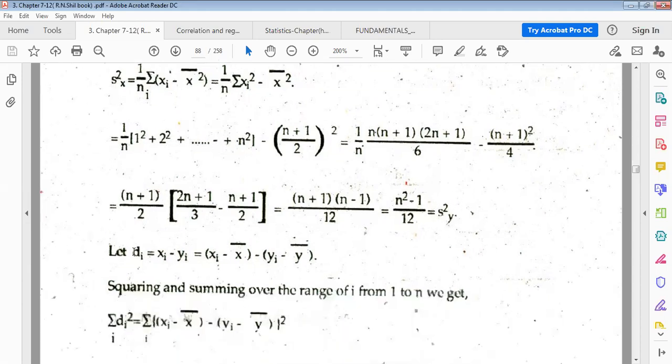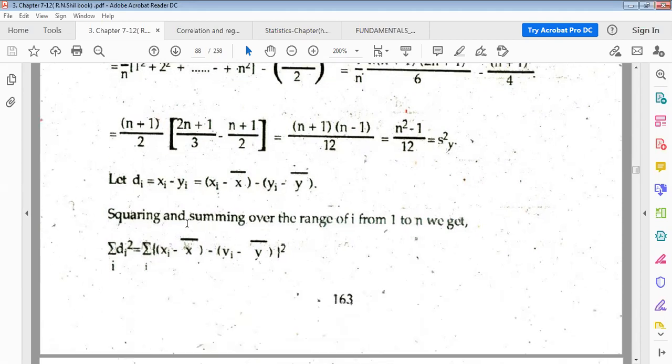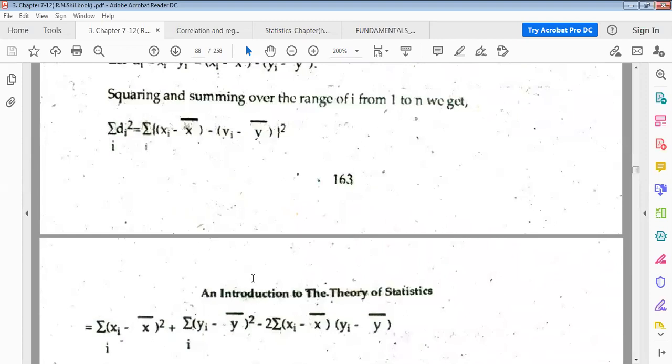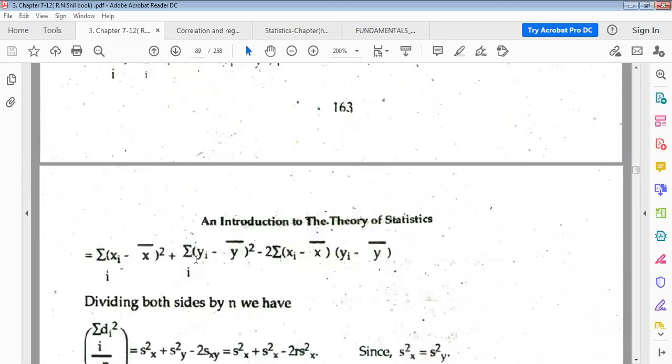Now let di equal xi minus yi. That means xi minus x bar minus yi minus y bar. Similarly, squaring and taking summation, summation di square will be the sum of this whole square. Summation of this minus this whole square means a minus b whole square, which is a square minus 2ab plus b square.